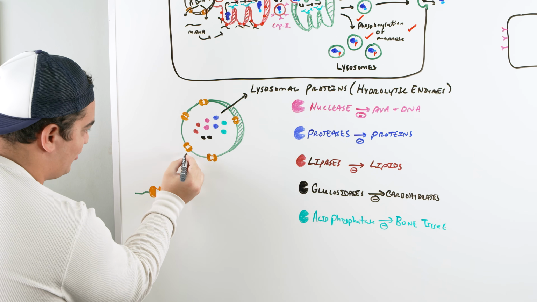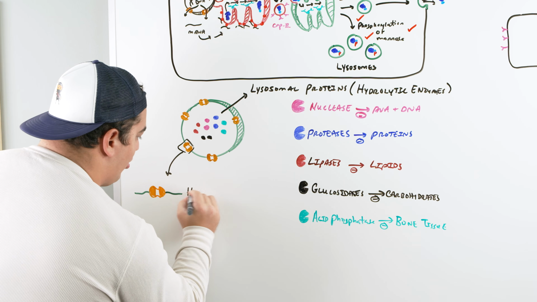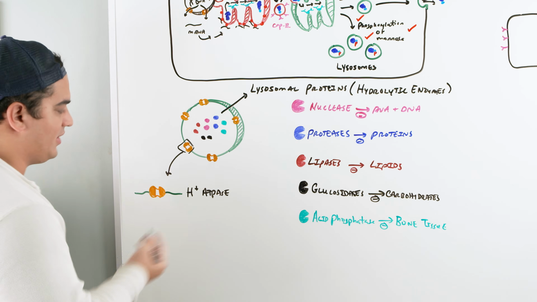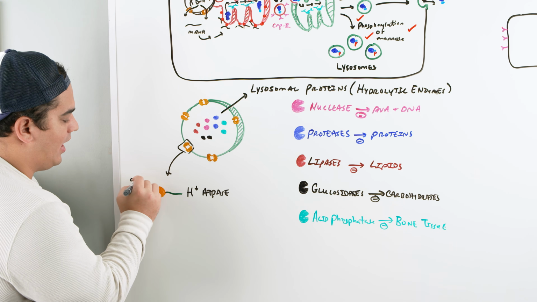You know what this is? Let's actually zoom in on it right here. So I'm going to zoom in on this particular protein right here. This is called a proton ATPase, which means that it depends upon protons. So let's say here's the inside of the lysosome, and here's the outside of the lysosome.